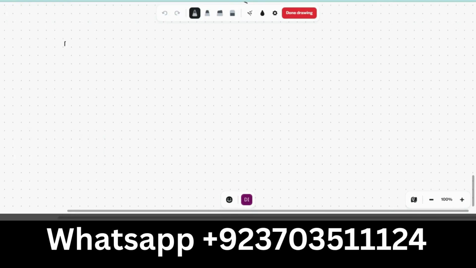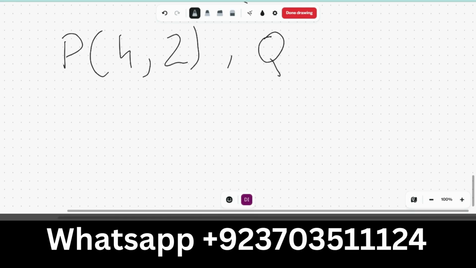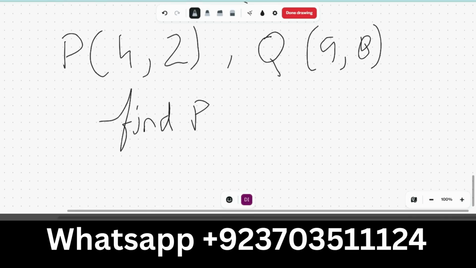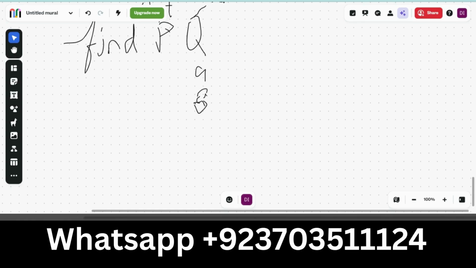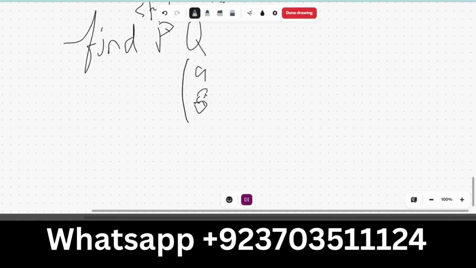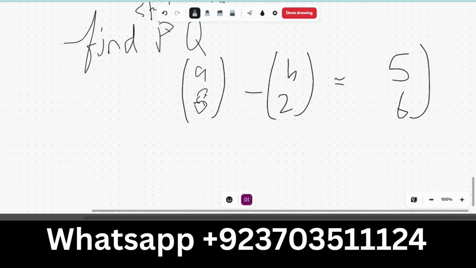Now we will do one practice question. For example, P is 4 and 2 and Q is 9 and 8. Find PQ. We will subtract start from end. So simply 9 by 8, that is the end vector, minus 4 by 2. That will give us 9 minus 4 is 5, and 8 minus 2 is 6.